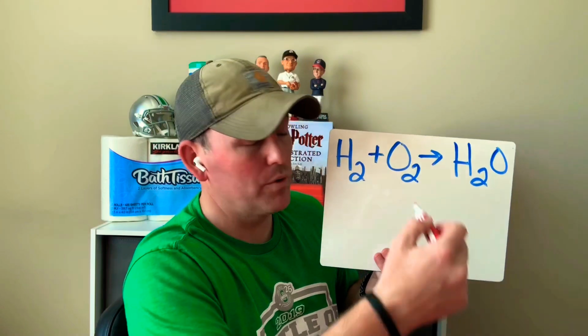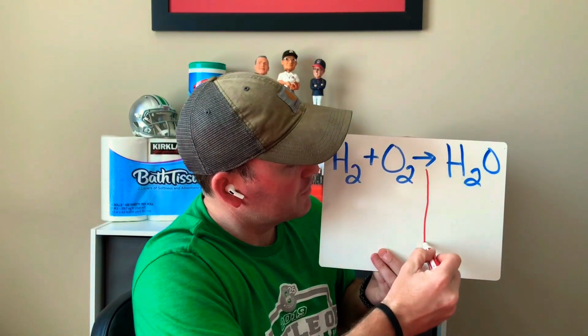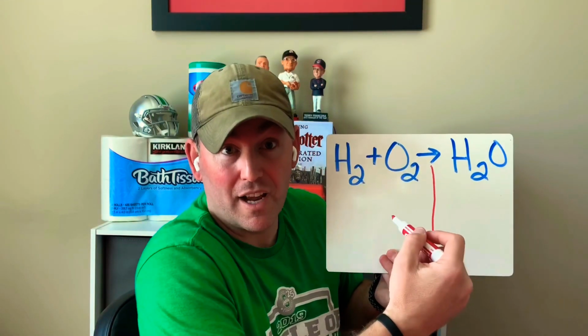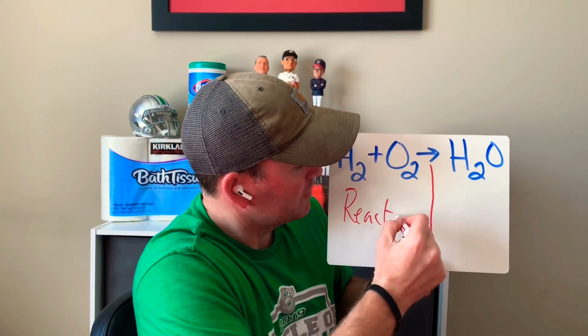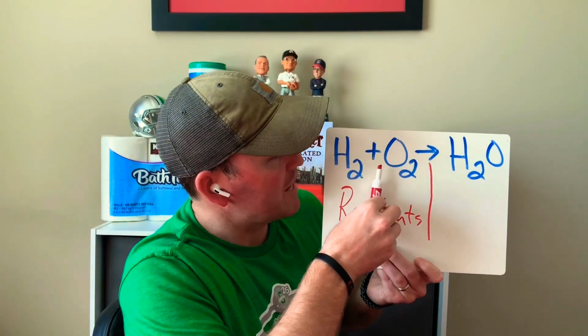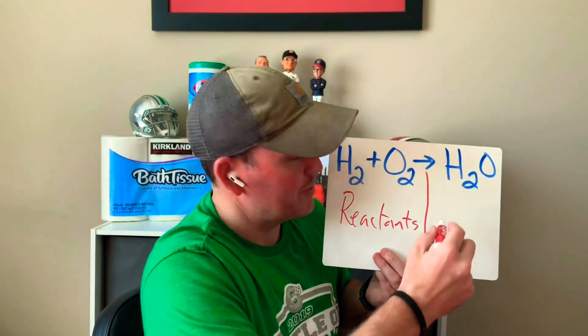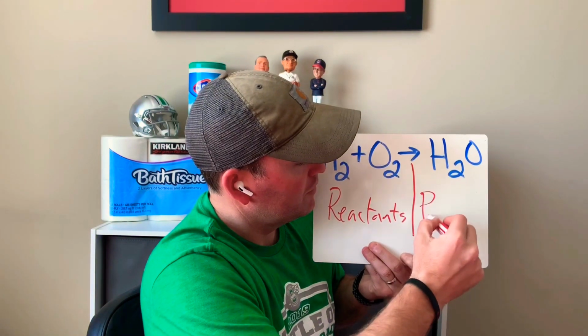When we look at this, we always want to look at the left-hand side first. These are going to be known as our reactants. They are what are reacting together. So that's what's going to do the reaction. So think of it this way. They react to produce what we have over here on this side. These are going to be our products.